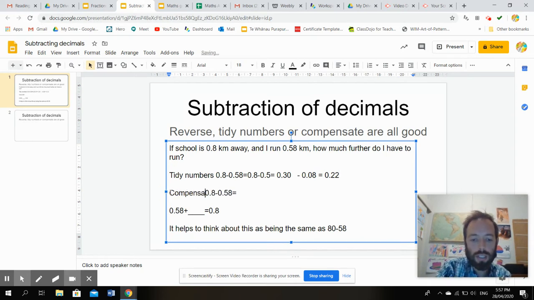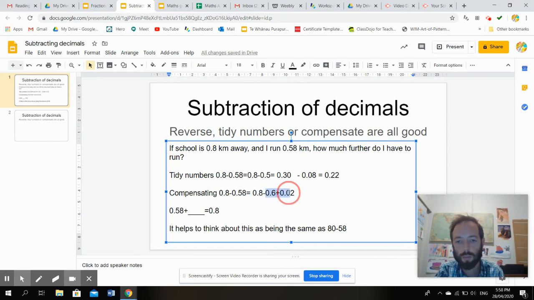Another way you could do this, for some of you who are quite good at compensating, or similar to equal addition, to solve a subtraction problem. So here I might say 0.8 take away too much. I'm going to take away too many here. I'm going to take away 0.6 and then add the 0.02. The reason I'm adding that back on is because 0.6 is too much. I didn't want to take away that much. Again, it could help to think about all these numbers having the same number of decimal places, in which case I would have here equals 0.2 and then plus 0.02 will give me the same answer.